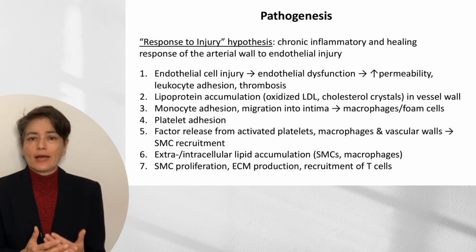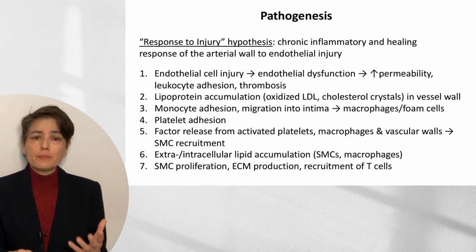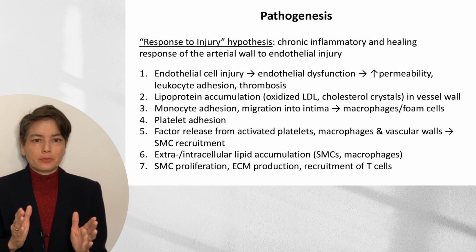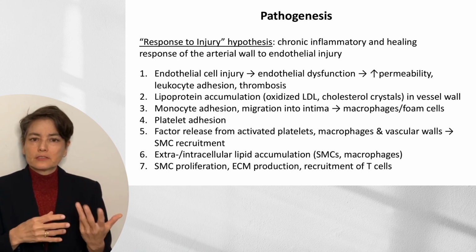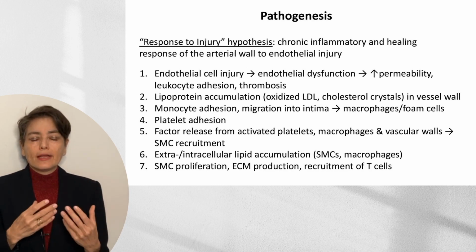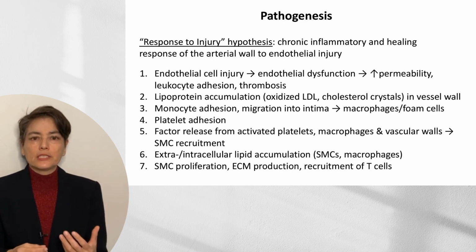Okay, so now that we have this background, let's go again to how we think of the pathogenesis of atherosclerosis. One thing to keep in mind is that this is not a stepwise progression. This is a chronic injury, and so this is all going on simultaneously. So we have that initial insult, that endothelial cell injury leading to endothelial dysfunction. As I mentioned, increased permeability, increased adhesion, and we can also get thrombosis because this dysfunctional endothelium is procoagulant.